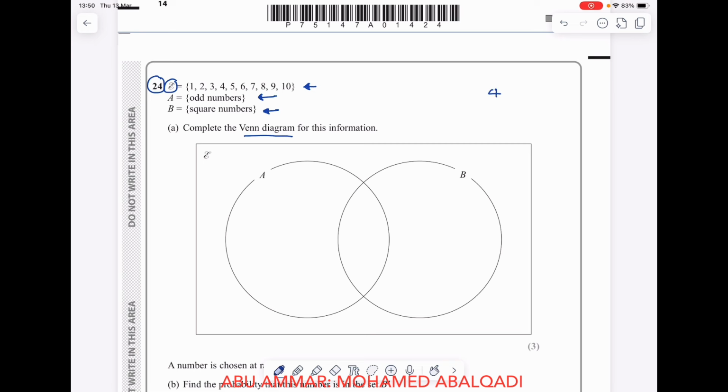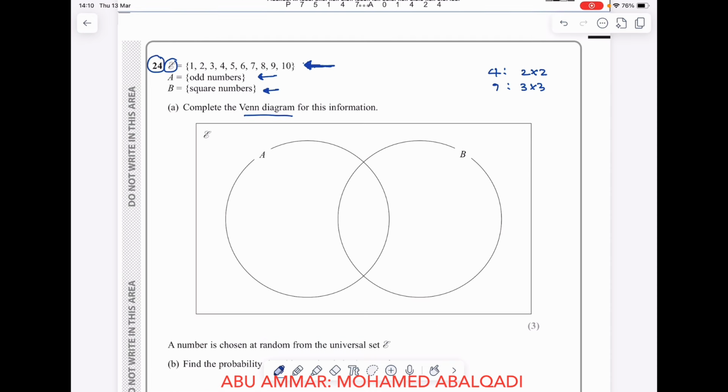For example, 4 is the result that you get when you multiply 2 by 2, and 9 is the result that you get when you multiply 3 by 3. In this section here, we will have numbers that will go in both section A and B. So our first step is to list all the odd numbers that will go in section A from this list here. So again, an odd number is a number that cannot be divided by 2 to get a whole number.